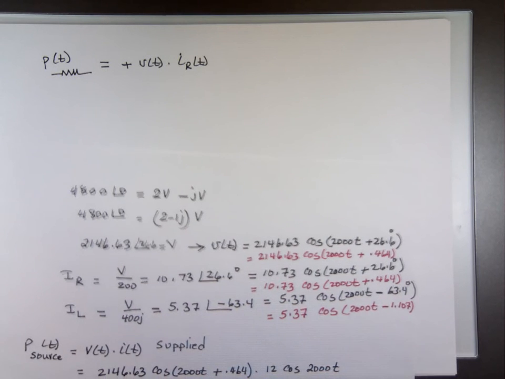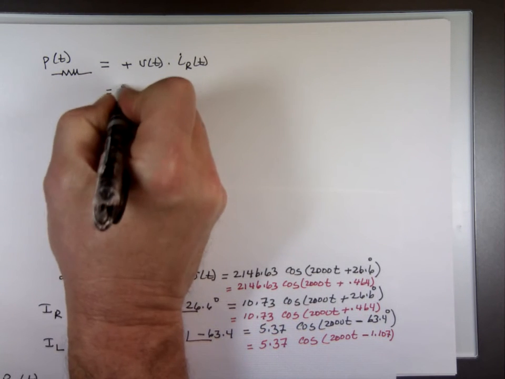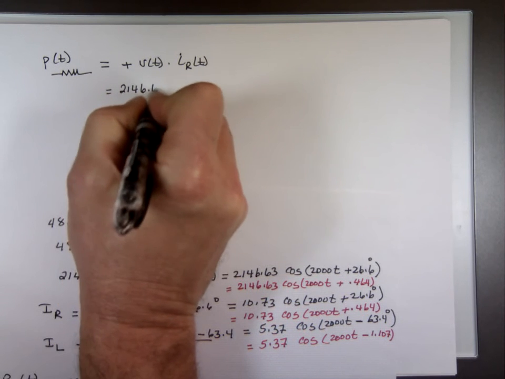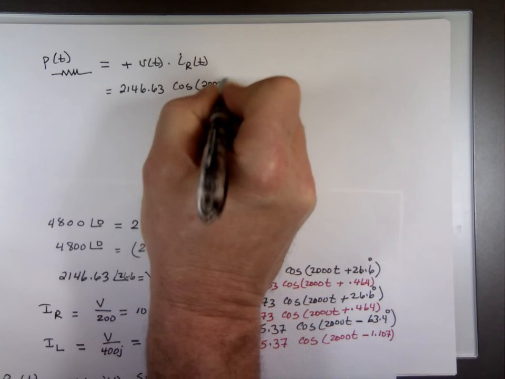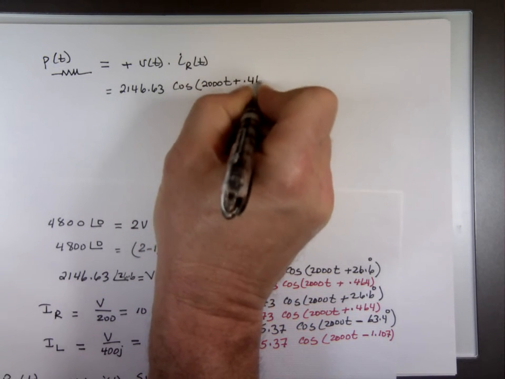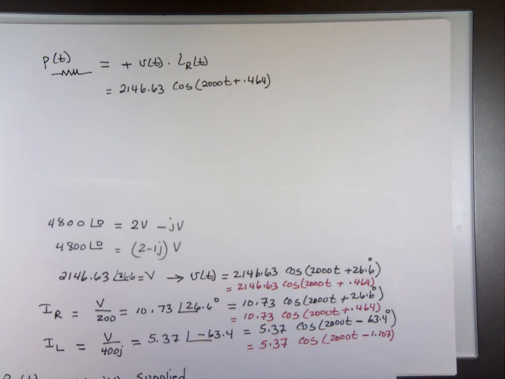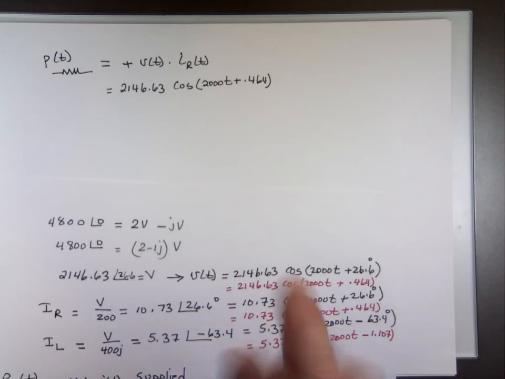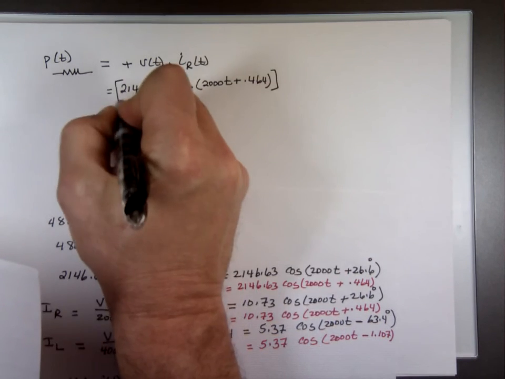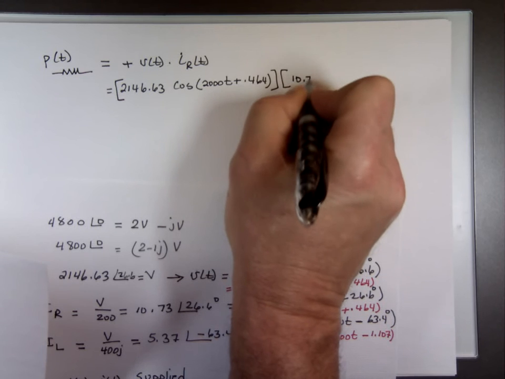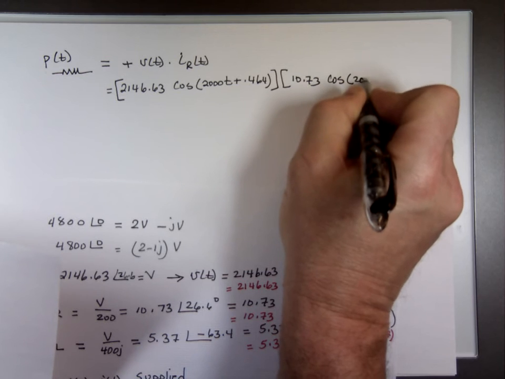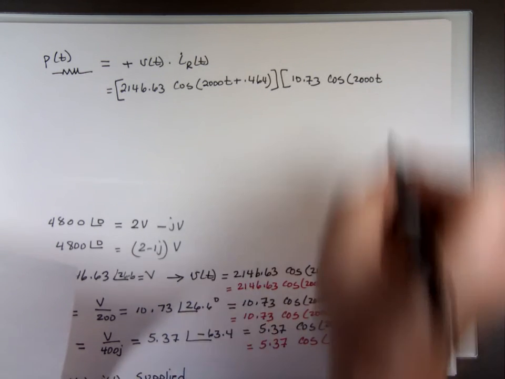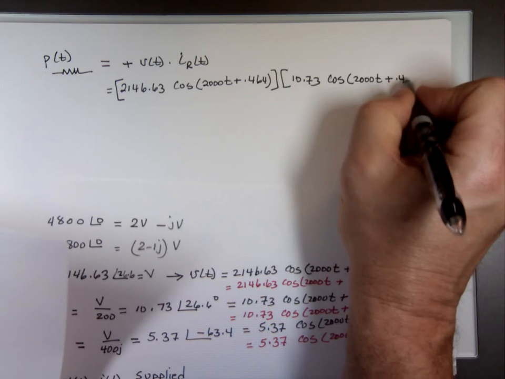And here's the voltage as a function of time. They're all in parallel, so they have the same voltage: 2146.63 cosine(2000t plus 0.464). That is the voltage. And what's the current through the resistor? 10.73 cosine(2000t plus 0.464).